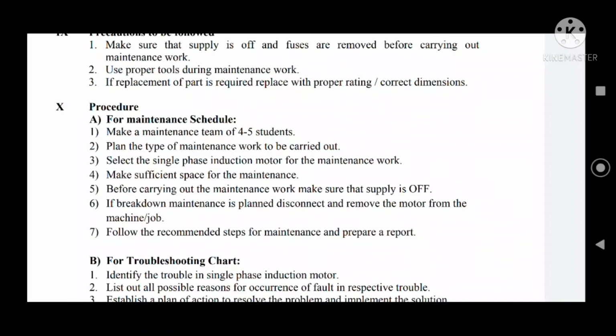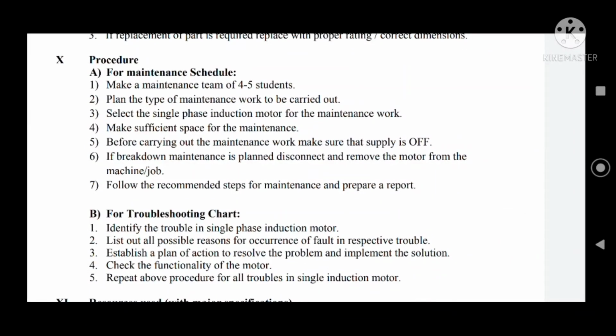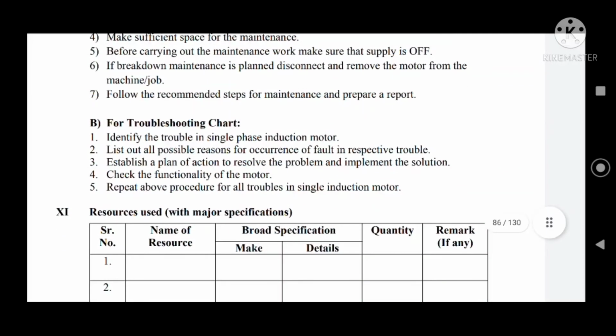So for procedure for maintenance schedule. So first is make maintenance team of 4 to 5 students, and second, plan the type of maintenance work to be carried out. Third, select the single phase induction motor for maintenance work. Fourth is make sufficient space for the maintenance. Fifth is, before carrying out the maintenance work, make sure that supply is off. Sixth is, if breakdown maintenance is planned, disconnect and remove the motor from the machine or job. Seventh is, follow the recommended steps for maintenance and prepare a report.